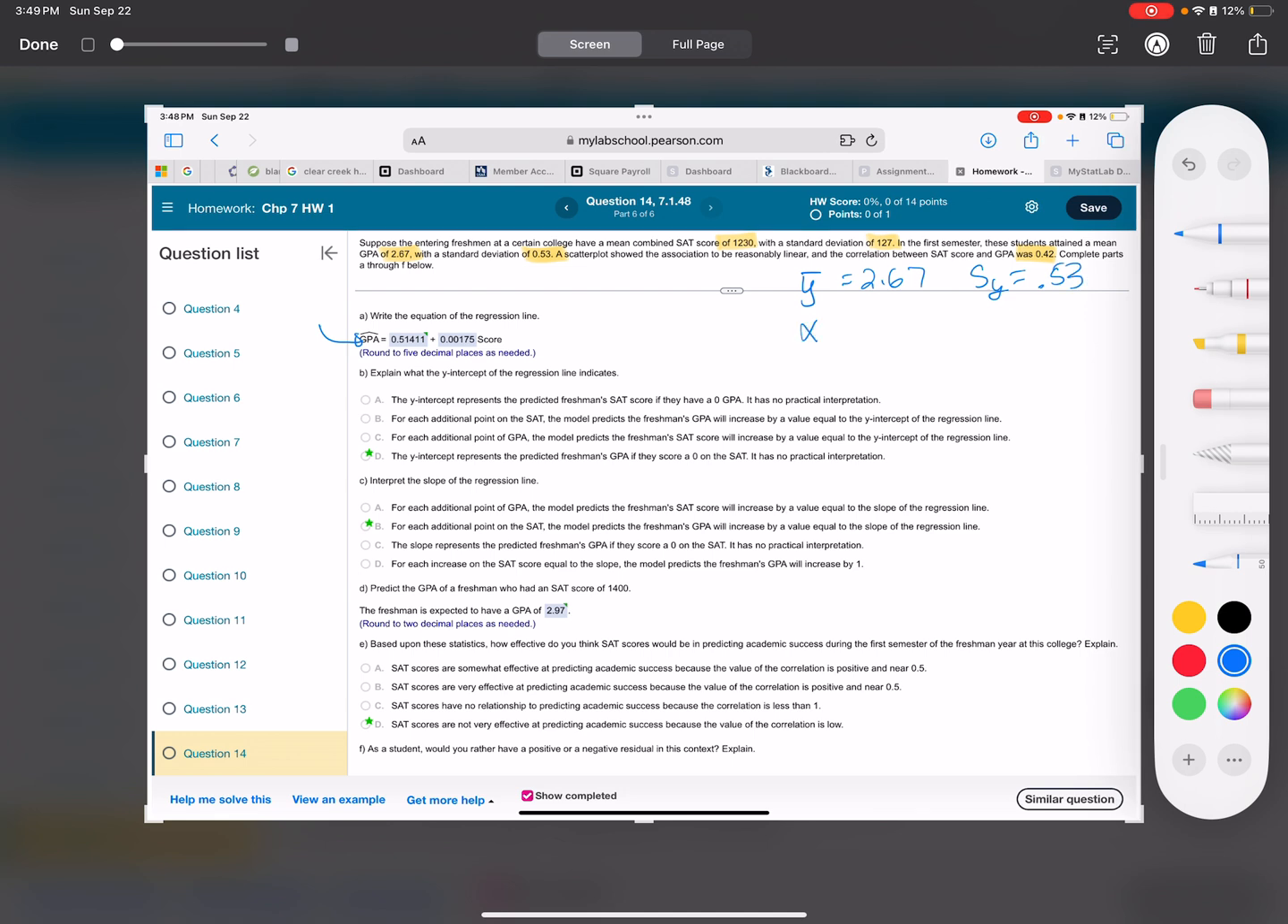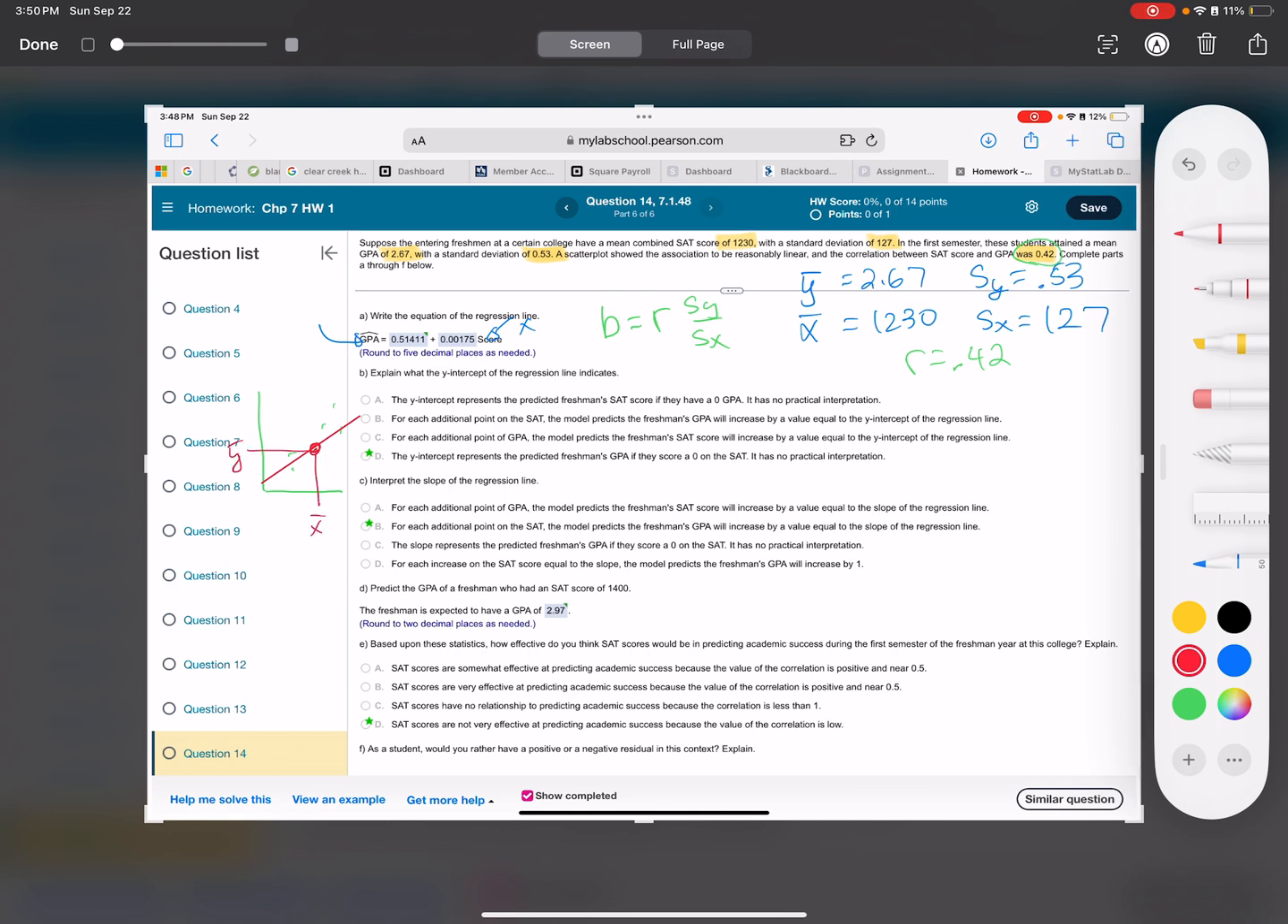Then the mean of my X is the SAT score. The mean of that is 1230, and the standard deviation of X is going to be 127. Remember in school, I told you that the slope is equal to R times Sy over Sx. So my R is 0.42. The other thing we know is that the balancing point of my linear regression always goes through the mean of my X and mean of my Y. So there's a point on the line that is always x bar, y bar.